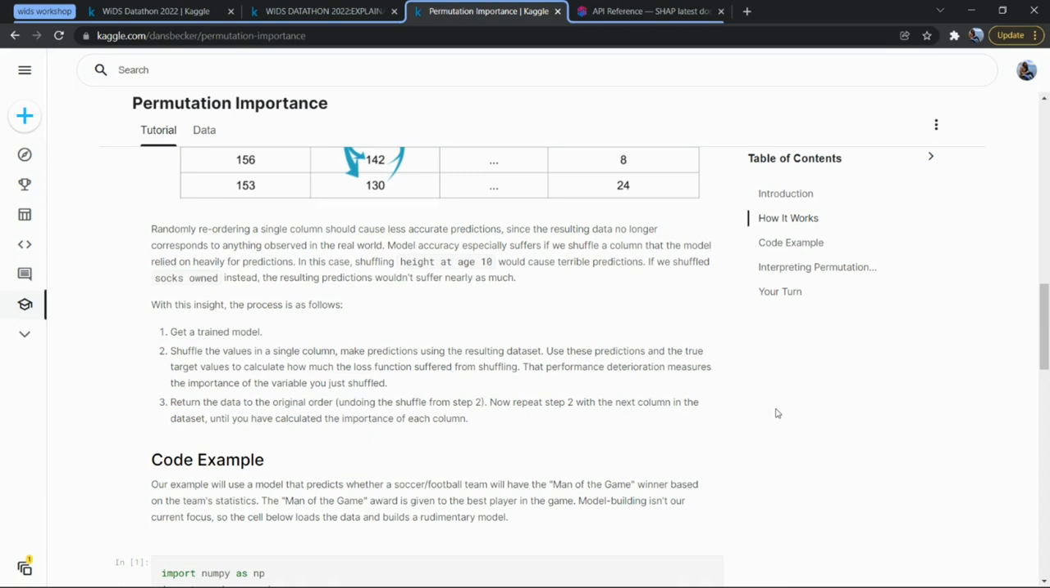So if we shuffle the socks owned instead, the resulting predictions won't suffer much because socks owned has nothing to do with the height at age 20. So once more, we'll go through the process I discussed. Get a trained model. In our case, it was the XGBoost model. Shuffle the values in a single column and make predictions using the resulting data set. Use these predictions and the true target values to calculate how much the loss function suffered from shuffling. That performance deterioration measures the importance of the variable you just shuffled.